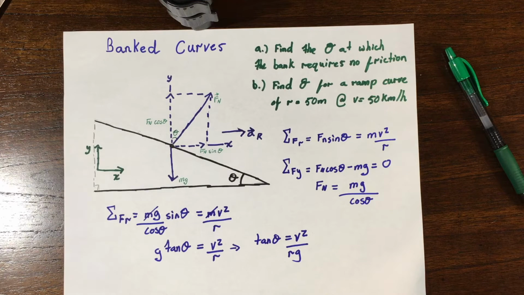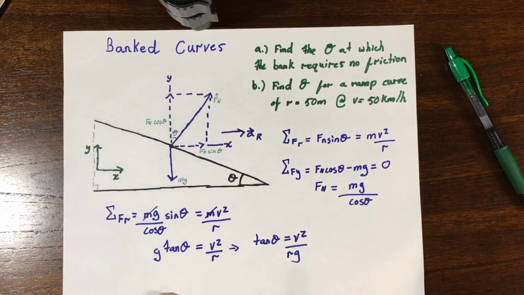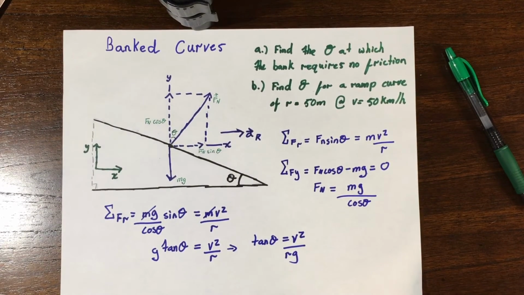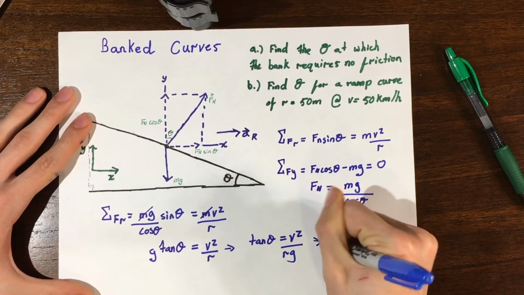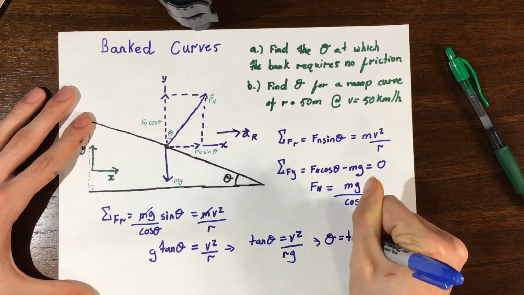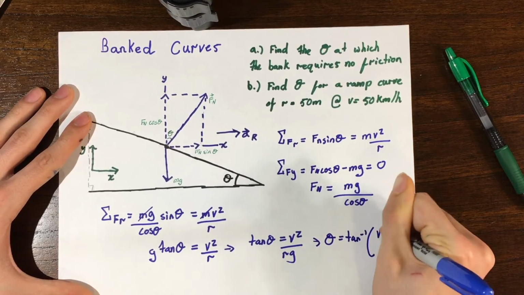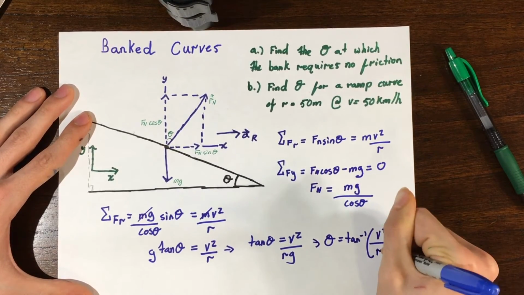That is not at this level. So we're really going to stick with these not simple but not very complex problems. So just remember, for a banked curve with no friction, tan theta equals v squared over rg, and save yourself some trouble. So now we can just write theta is equal to tan inverse of v squared over rg.